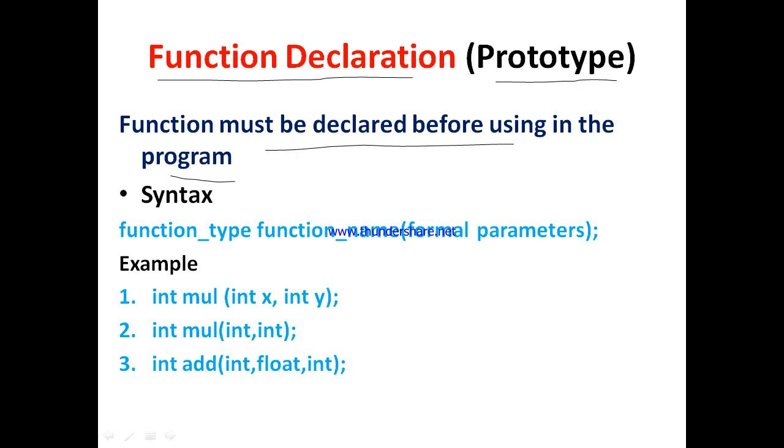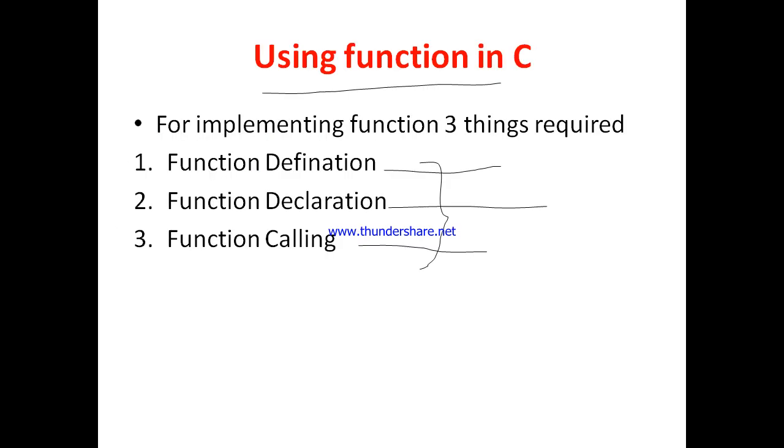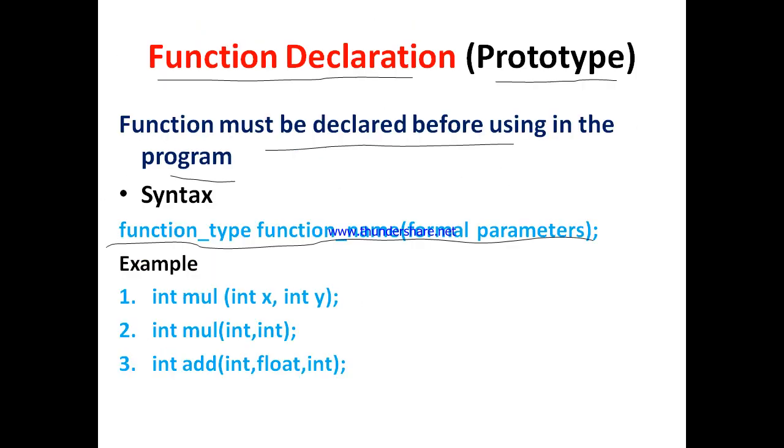Now for declaring the function, we have the syntax: function type, function name, formal parameters, ending with a semicolon. If we see this syntax, it is similar to the function header that we have seen here, but the difference is that here the semicolon is not present, and here the semicolon is present. So this is the syntax of the function prototype or function declaration.